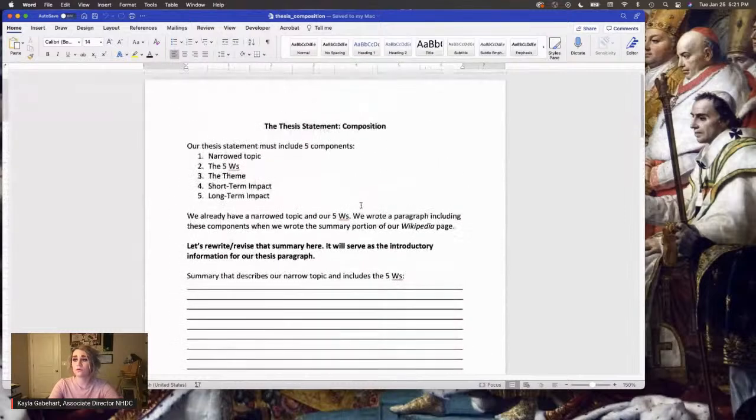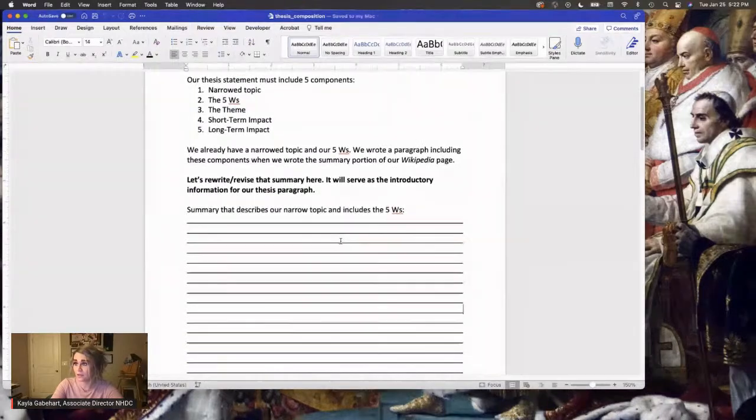So we've gone through all the components, right? Narrow topic, 5 W's, the theme, short-term impact, long-term impact. And through all of those 5 things, we're being specific. And we've looked at the example and we've looked at the thesis statement checklist workshop. Now we have to write our own thesis statement.